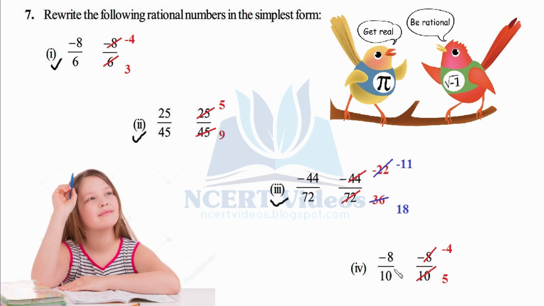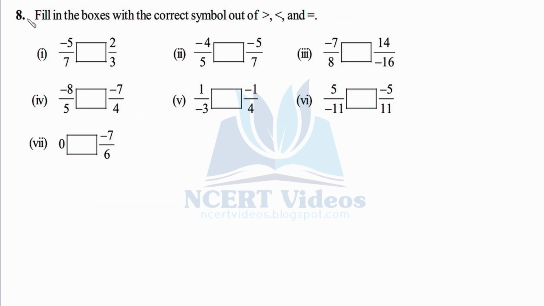Now the last part, again 2 is a common factor, 5 2s are 10, 4 2s are 8, fixing the minus sign, minus 4 over 5. So these are the simplest forms of these rational numbers. So that is the concept behind it. That is your 7th. Question number 8.